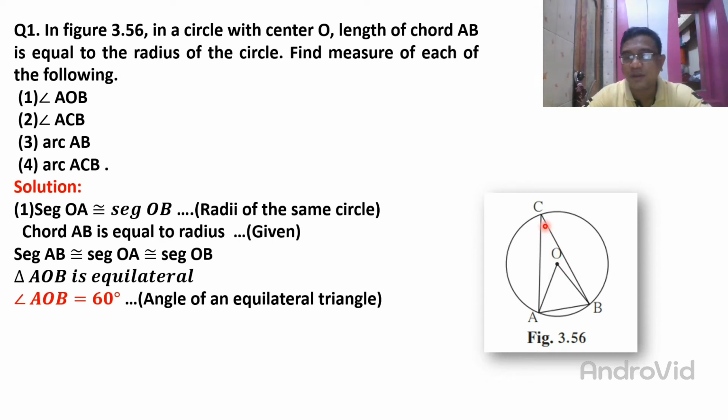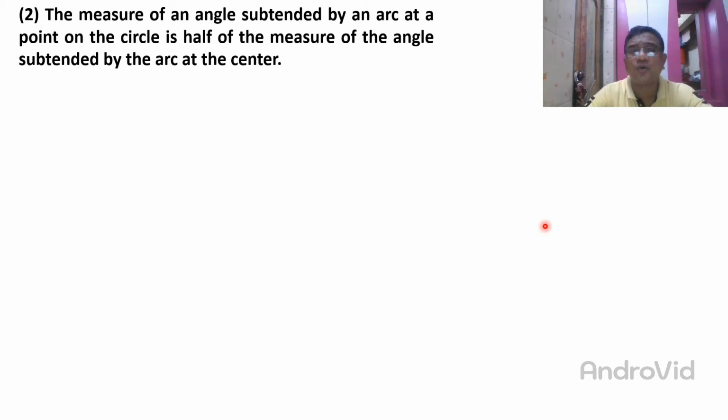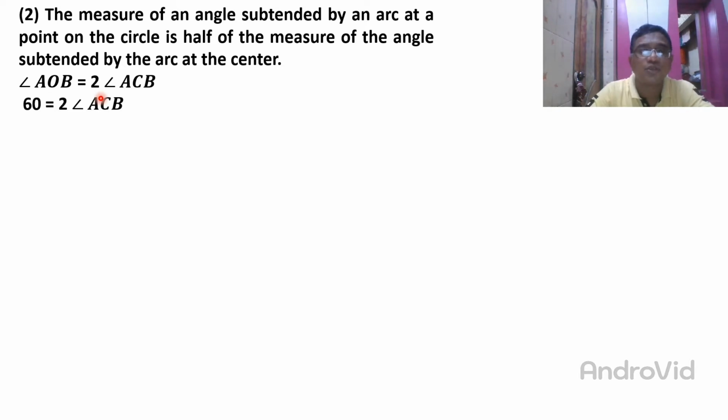Now you want to find the angle ACB. The measure of an angle subtended by an arc at a point of the circle is half of the measure of the angle subtended at the center. This means angle AOB is equal to twice angle ACB. Here the angle on the circumference is half of the angle at the center. So we write AOB is equal to twice ACB. AOB is equal to 60 degrees, so I write 60 is equal to 2 into ACB.